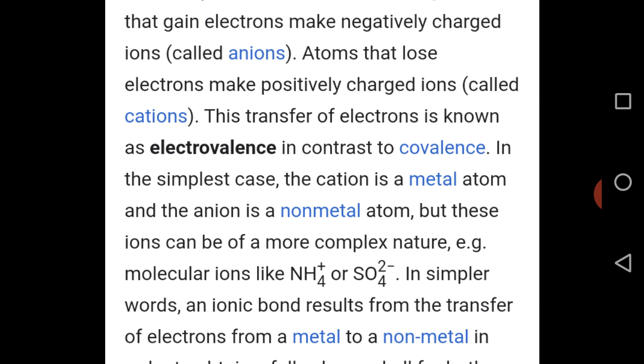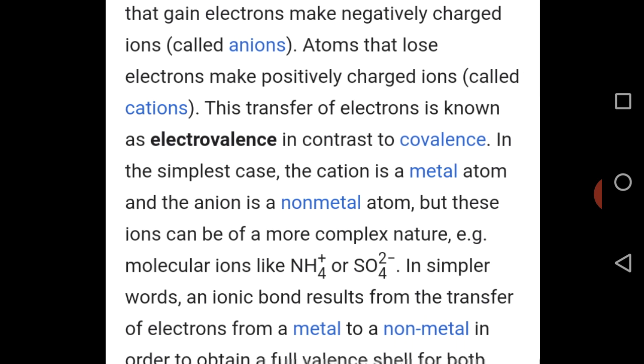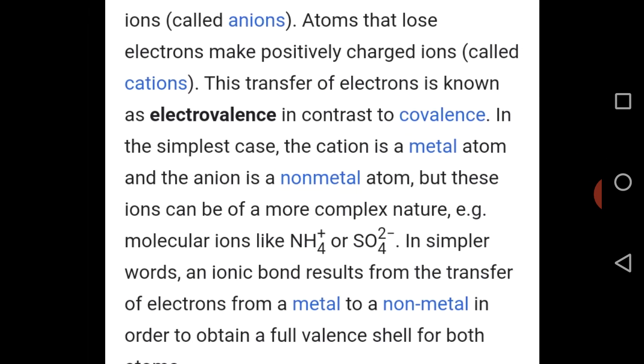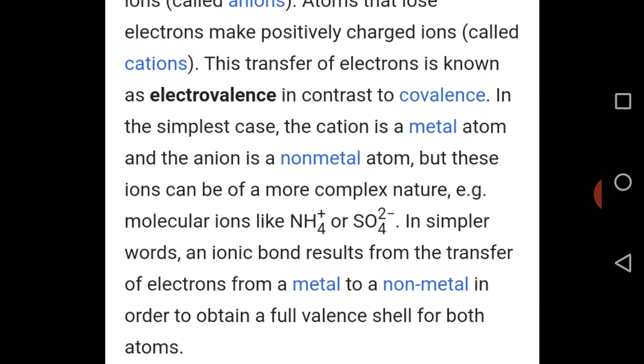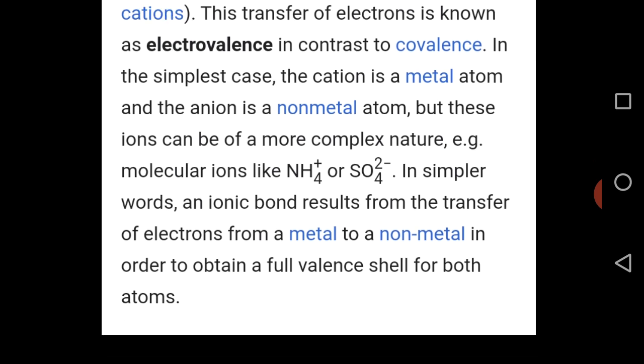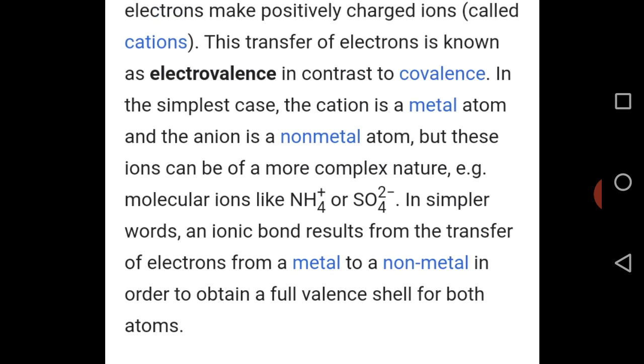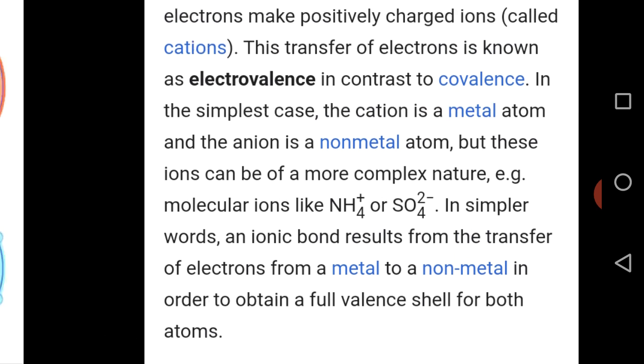But these ions can be of more complex nature, for example molecular ions like ammonium ion or sulfate ion. This is also ionic bonding. Ammonium ion and sulfate ion combine together and form ammonium sulfate. In simpler words, ionic bonding results from the transfer of electrons from a metal to a non-metal in order to obtain a full valence shell for both atoms.